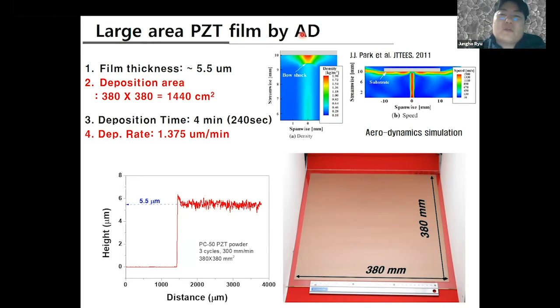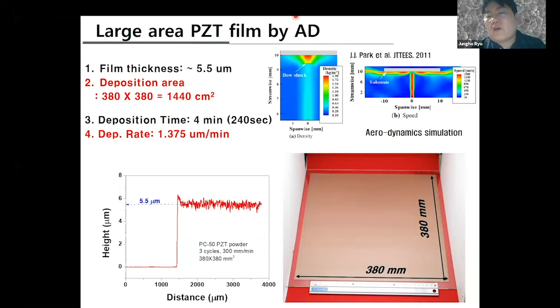So this is one of our approaches. I will summarize what we did during the last 15 years. Since the technique is not commercialized yet, we were trying to commercialize this technique for various applications. For the commercialization, we need very high, large area deposition with a high deposition rate.